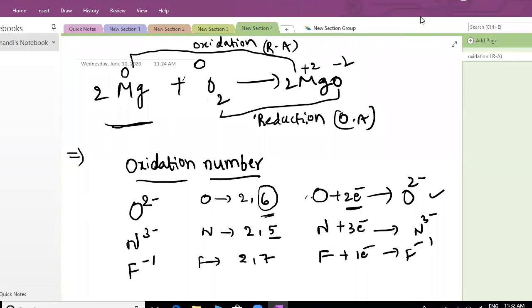So here, oxidation number means whatever charge is there on this ion, that we call the oxidation number. What does the oxygen contain here? Oxidation number 2 minus. Here how much? Minus 3. Here how much? Minus 1. So the same thing is going to be applied to calculate in compounds also.